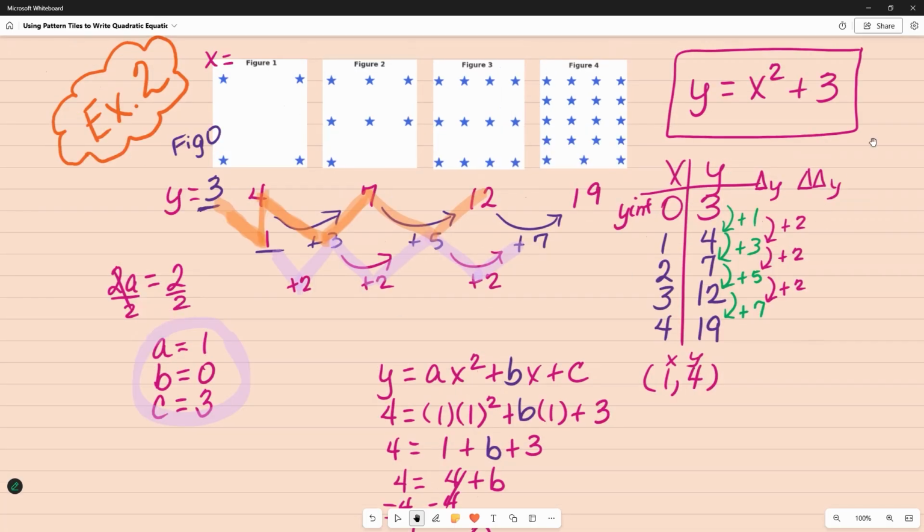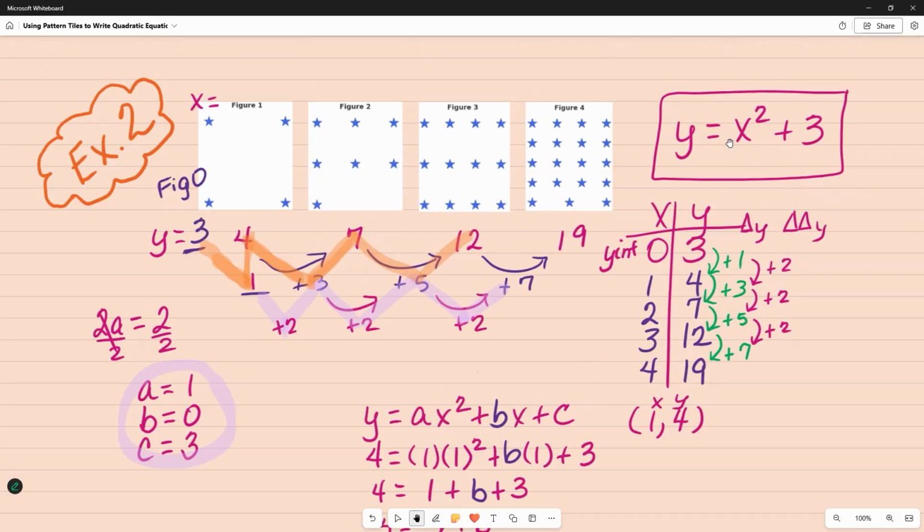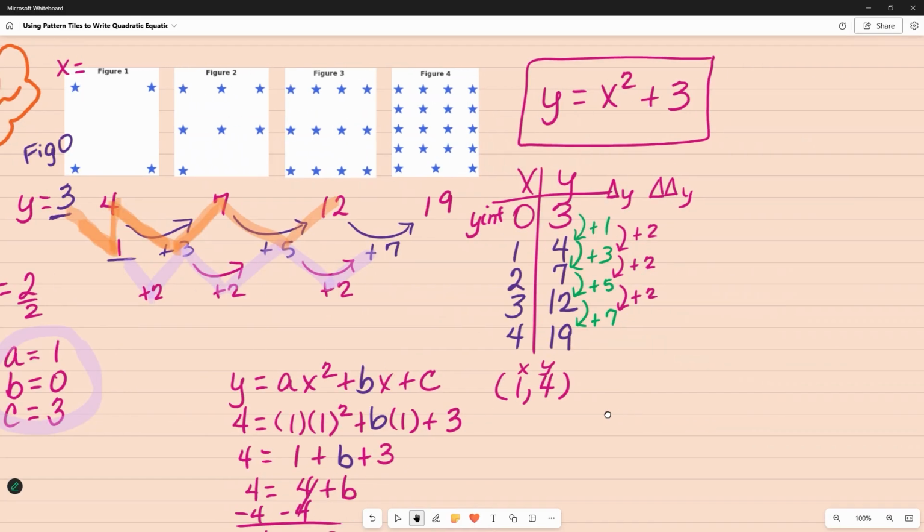We said that A is 1, so it's understood there's a 1 there. You don't have to write it. And then you would just write the X squared because that's part of your standard form. And then B is 0, so that just totally disappeared. And C is 3. So that is why we don't have an X in there, and we just have plus 3. Let's double check it in Desmos to make sure that we do have the correct equation.